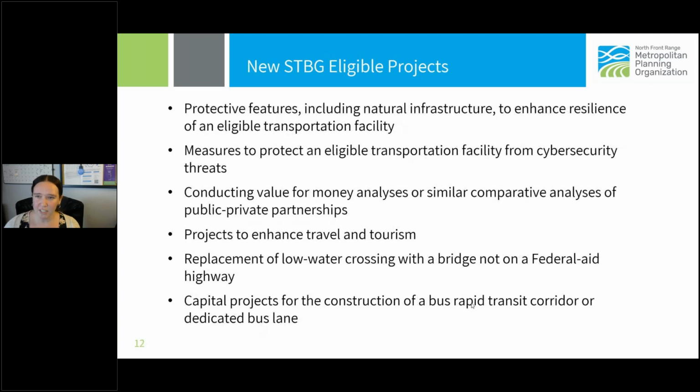The next set is protective features, including natural infrastructure to enhance resilience of an eligible transportation facility, measures to protect eligible transportation facility from cybersecurity threats, conducting value for money analysis or similar comparative analysis of public-private partnerships, projects to enhance travel and tourism, replacement of low water crossings with a bridge not on a federal highway, and then capital projects for the construction of bus rapid transit corridor or dedicated bus lanes. So those are all the new eligible requirements under the STBG program. But once again, the full list of eligible projects is listed out in the guidebook.